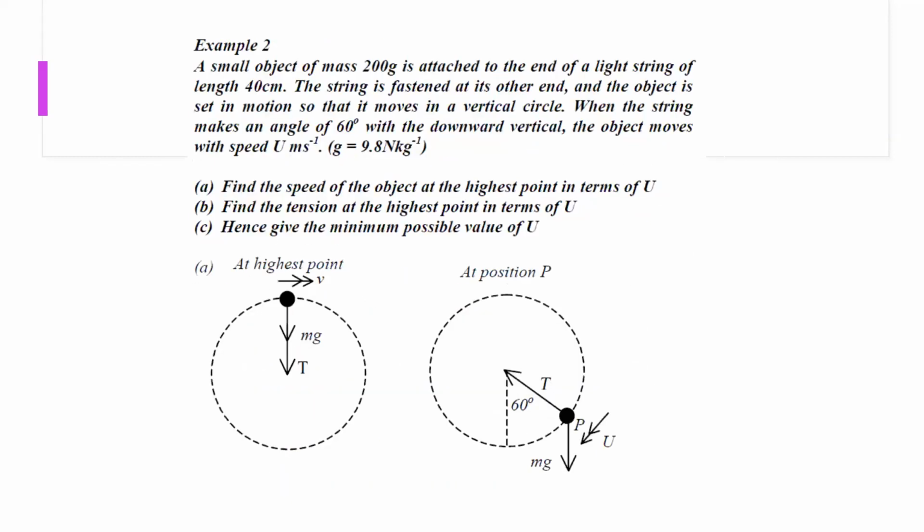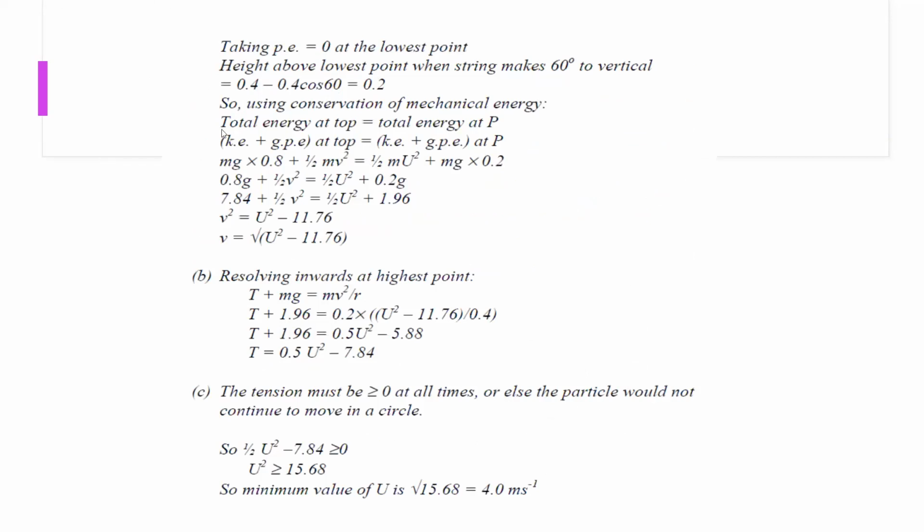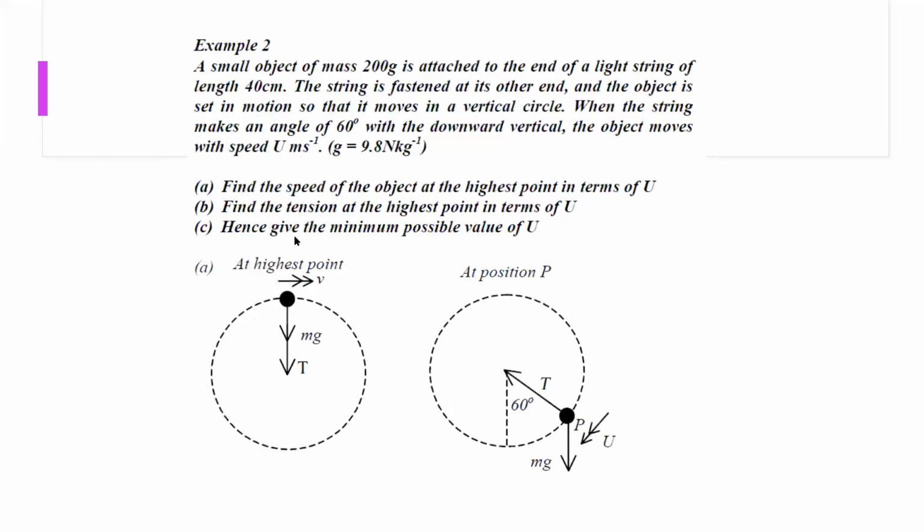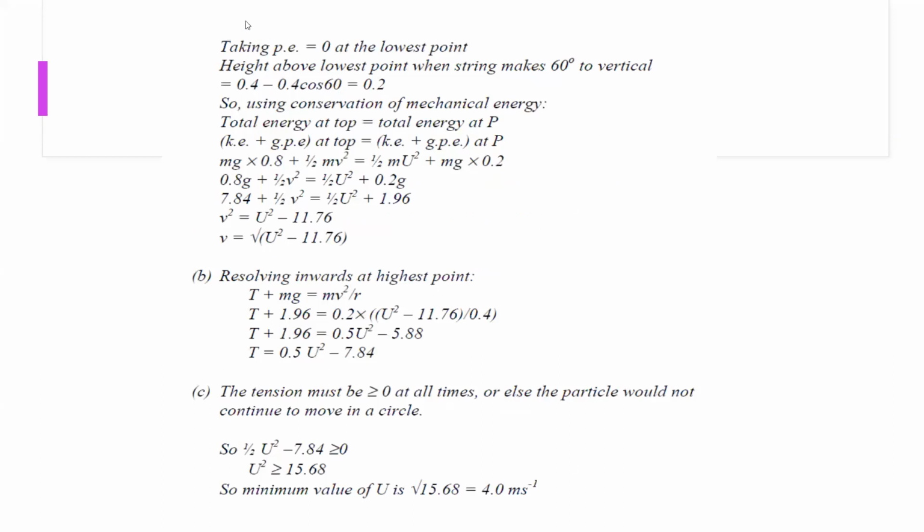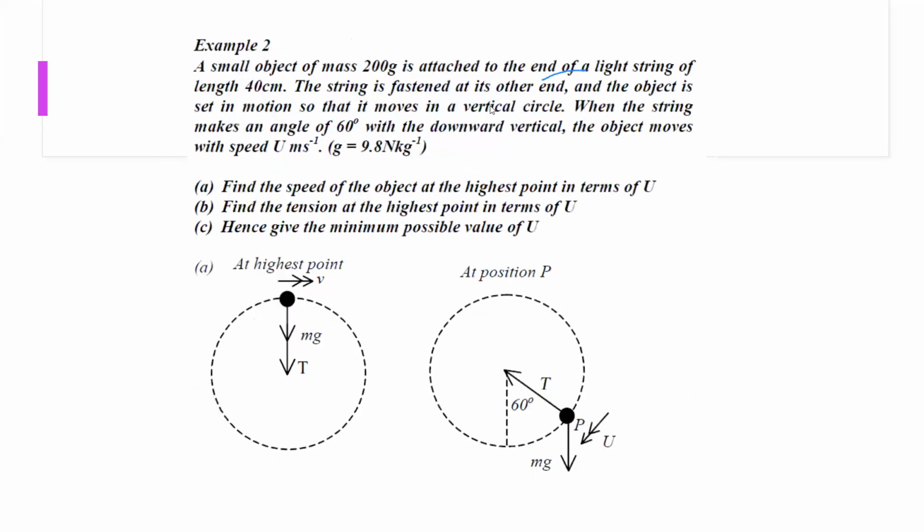So basically, what we'll do first, we'll take the potential energy at the lowest point to be 0, as we know. And then we'll find the height above that point when the string is making a 60-degree angle. How can you find this height? It's a bit tricky question, but not difficult. As you know, it is making an angle of 60 degrees and the string is 40 centimeter, which means 0.4 meter. So this is 0.4 meters.